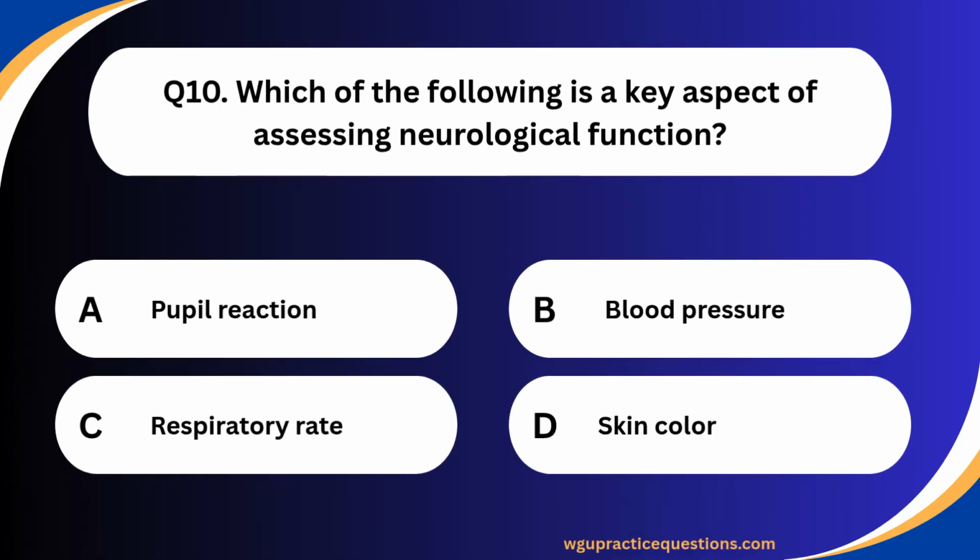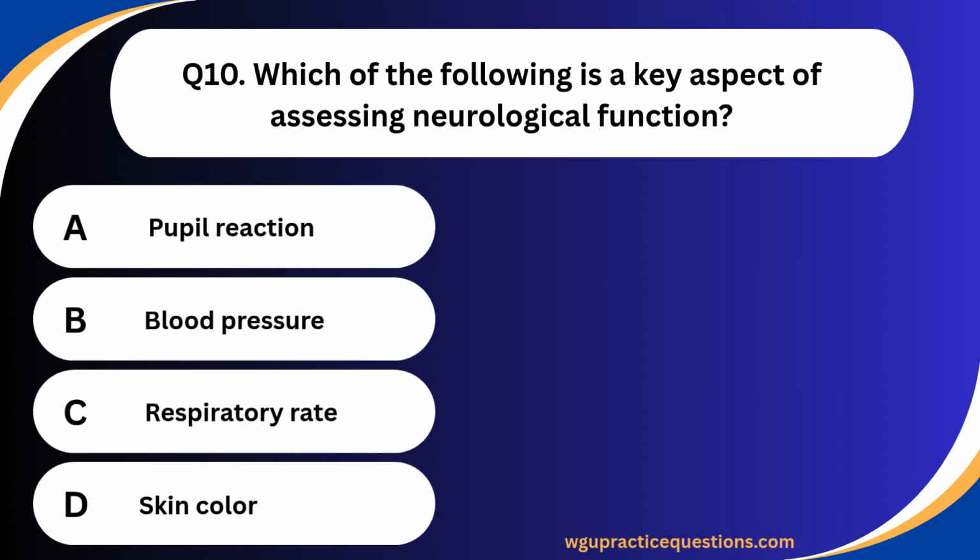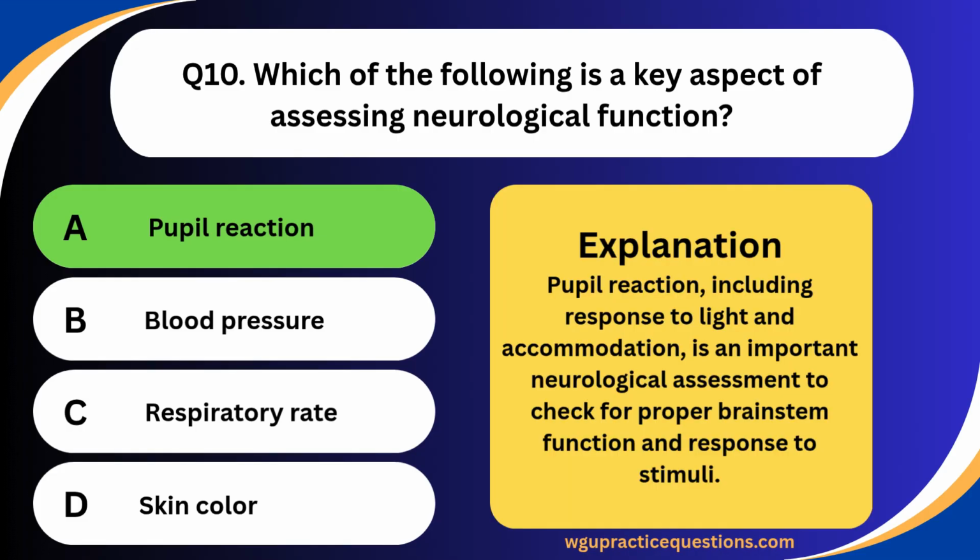Question 10. Which of the following is a key aspect of assessing neurological function? A. Pupil reaction. B. Blood pressure. C. Respiratory rate. D. Skin color. Which one is the correct answer? The correct answer is A. Pupil reaction. Explanation. Pupil reaction, including response to light and accommodation, is an important neurological assessment to check for proper brainstem function and response to stimuli.